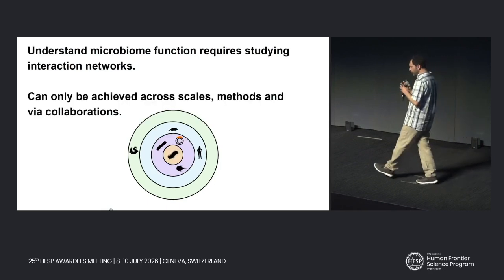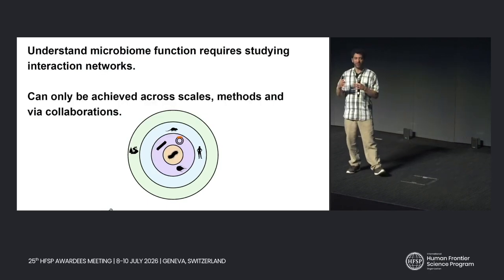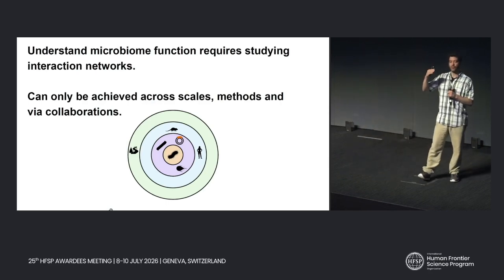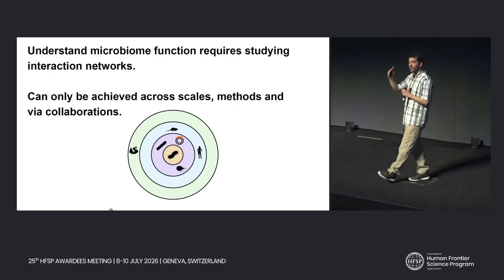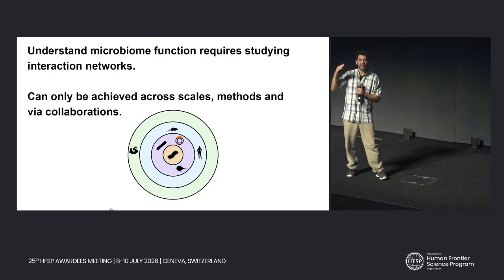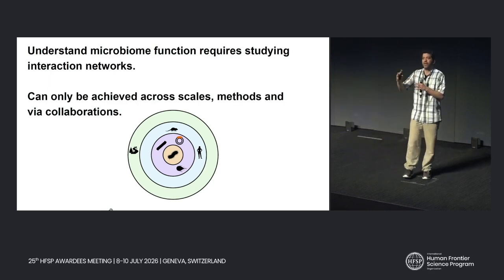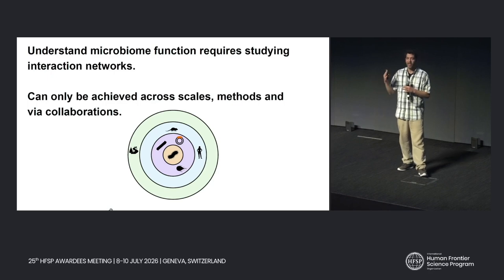So if I want to put these two parts of the talk together, the main take-home message is that to understand microbiome function, this is really hard, and it requires studying interaction networks, first of all, and it can only be achieved when you look across scales, across methods, using multiple methods, and via collaborations.